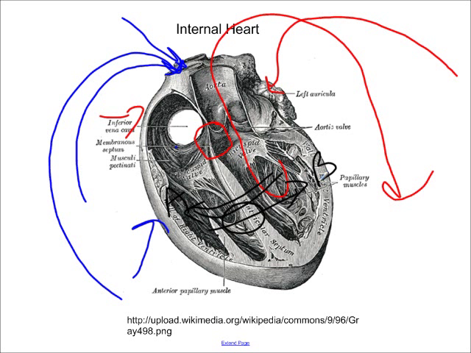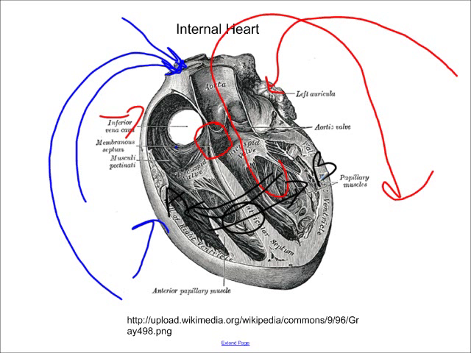If you said a left to right shunt is going to be more dangerous, you are wrong. It is going to be right to left, and here's why. Because if we are mixing blood between the two chambers, you have to remember, if some of this deoxygenated blood leaks over to the right side of the heart, it's just going to go up to the lungs, undergo gas exchange, and get reoxygenated.